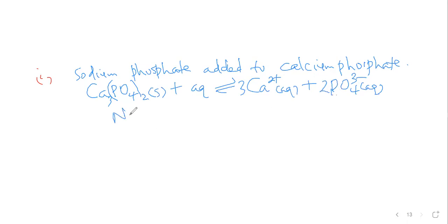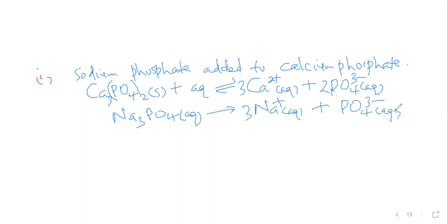What are you introducing? You're introducing sodium phosphate. That's the formula of sodium phosphate. It's a very soluble compound. It gives me 3 sodium ions and phosphate ions. What is the common ion here? It is the phosphate ion. After writing those two equations, we can now explain what will be our explanation. This is how our explanation goes.